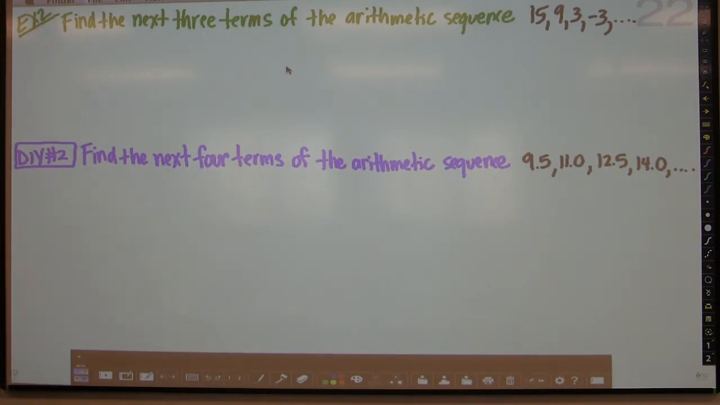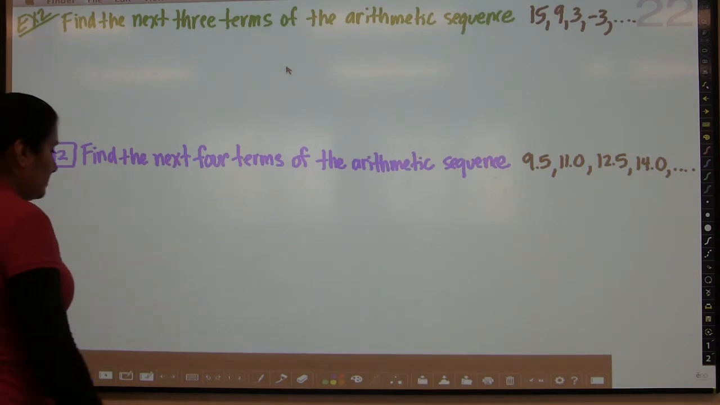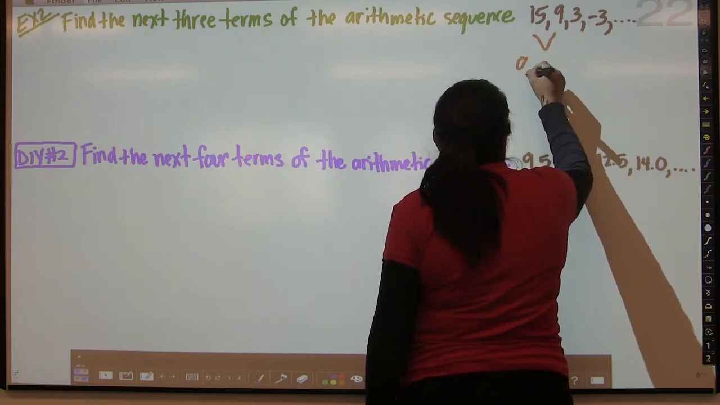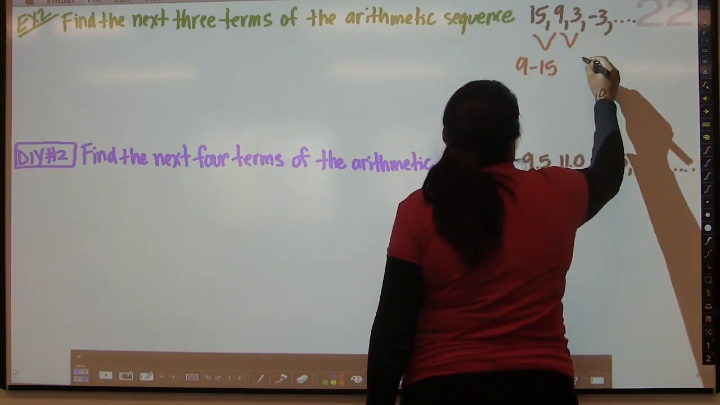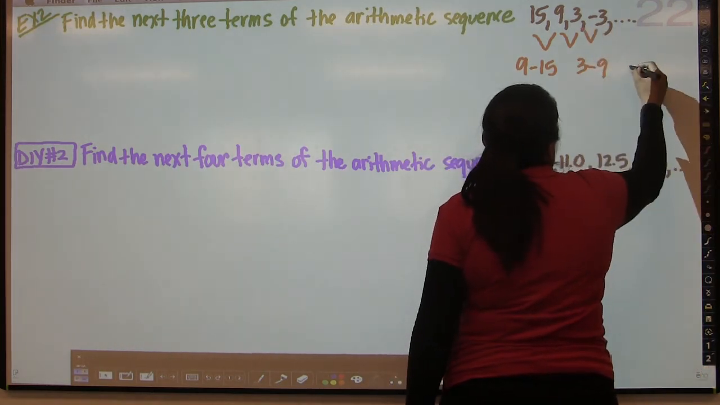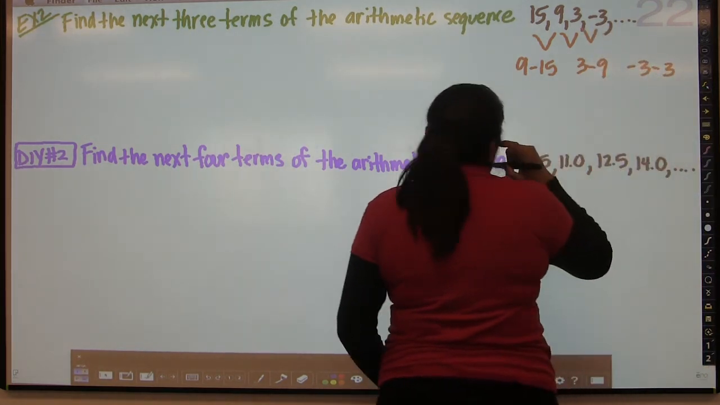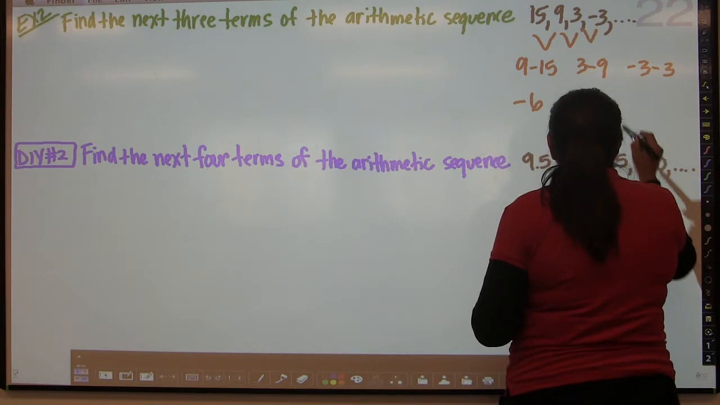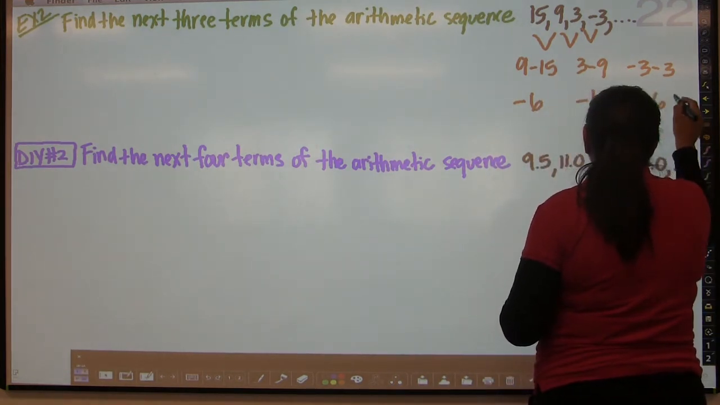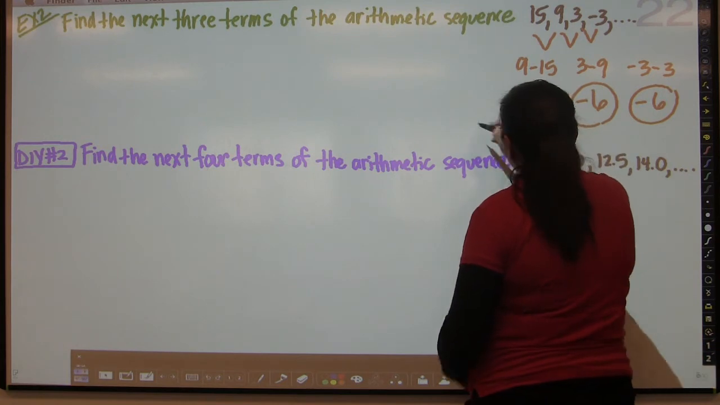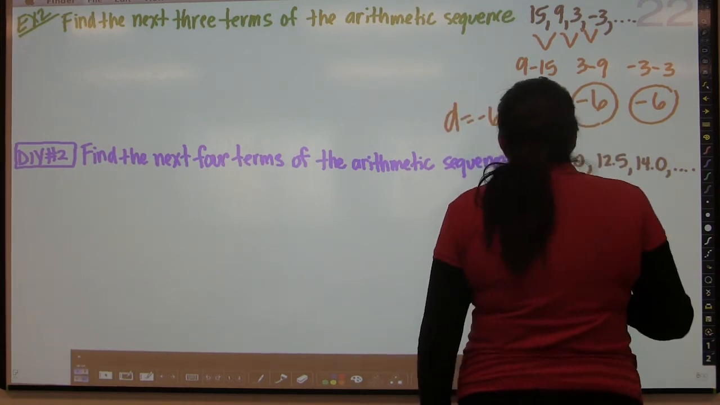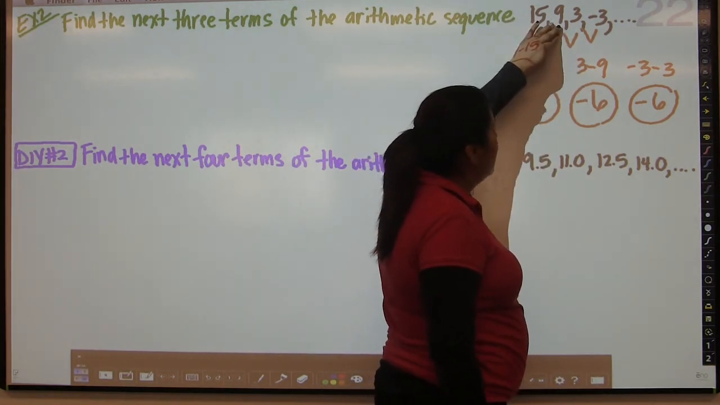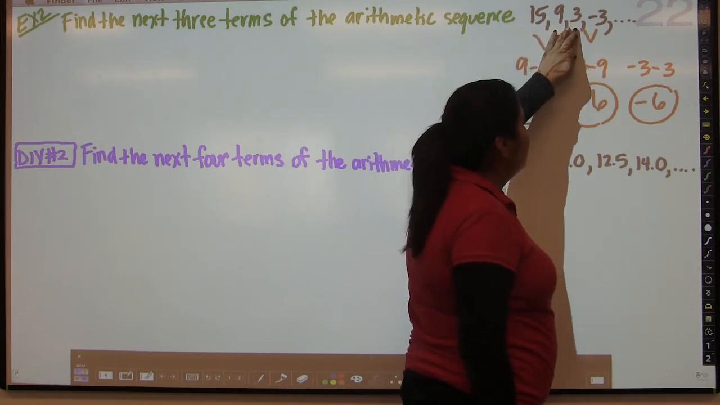It says, find the next 3 terms of the arithmetic sequence. In order to find the next terms, we have to know what the common difference is. That's the first thing I'm going to do, is go 9 minus 15, 3 minus 9, and negative 3 minus 3. So 9 minus 15 is going to be negative 6, 3 minus 9 is negative 6, and negative 3 minus 3 is negative 6. Since they're all negative 6, that means that my common difference is negative 6. So if I basically subtract 6 from each number, 15 minus 6 is 9, 9 minus 6 is 3, 3 minus 6 is negative 3.